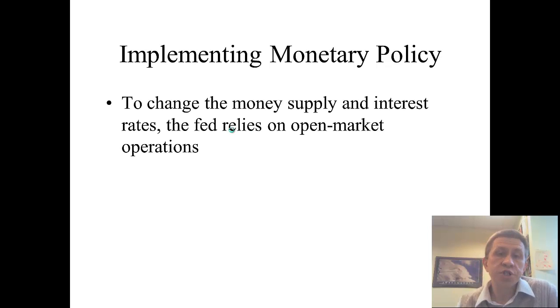So, to change the money supply and interest rates, the Federal Reserve, often called the Fed for shorthand here, usually relies on open market operations. There are other tools they can use as well, but most of our focus here is going to be on what are called open market operations, which the Fed does engage in often.